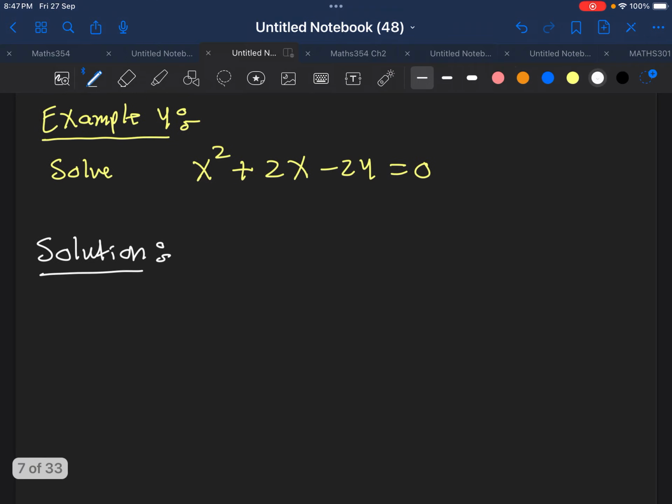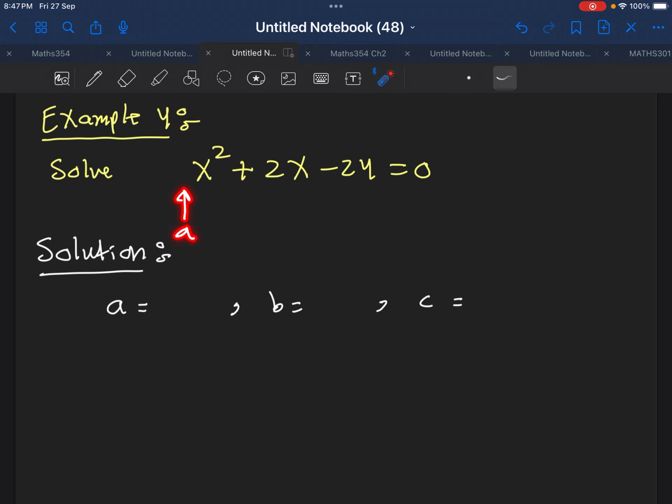Well, if we will use the quadratic formula, the first thing we need to do is to identify what is a, what is b, and what is c. Now, the number in front of x squared is a. And because there is no number, we know that this number is 1. Now, for b, it will be the number in front of x, which is 2. And finally, for c, it will be negative 24.